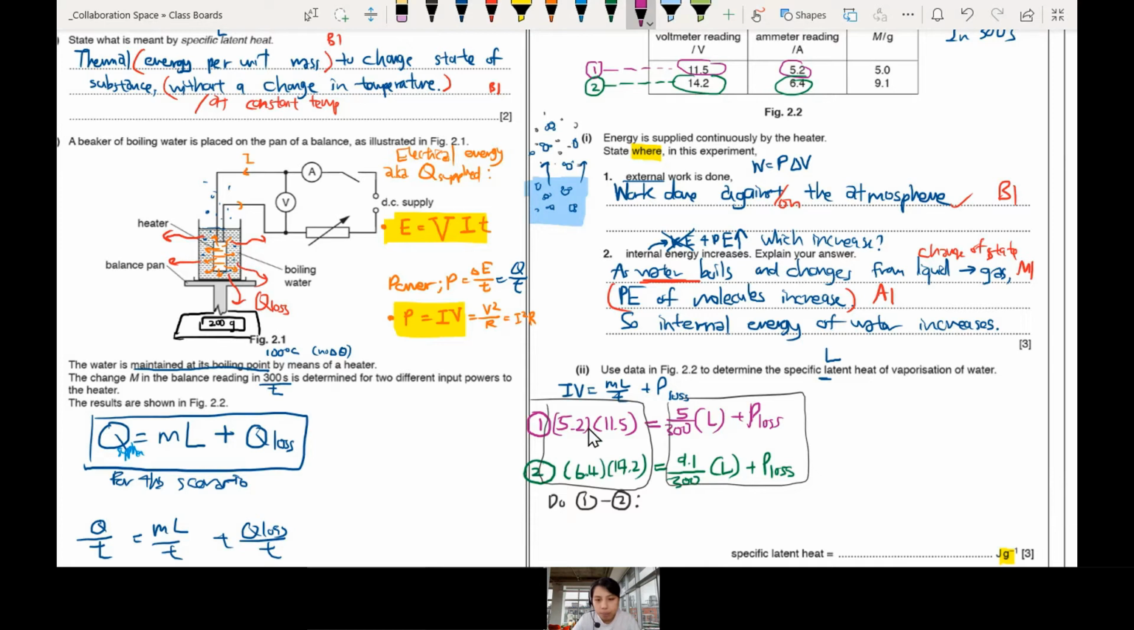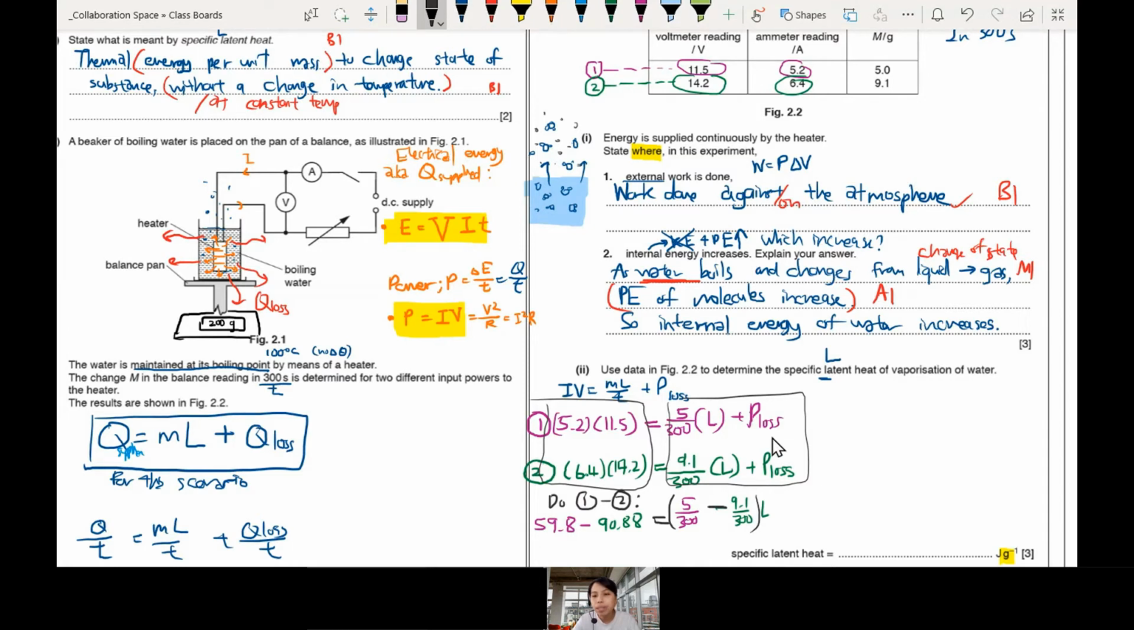So this one will be 5.2 times 11.5. That will be 59.8. Minus 6.4 times 14.2. This is 90.88. On the other side, this one minus this one. Okay, slowly write. 5 over 300 L minus 9.1 over 300 L. L and L can factorize, we factorize a bit easier. So we take out the L from these two terms. So we have that.